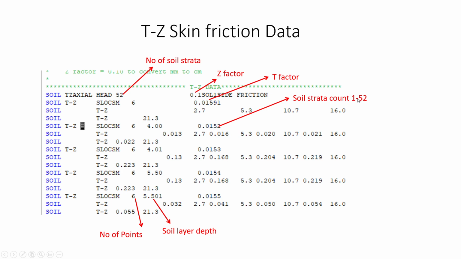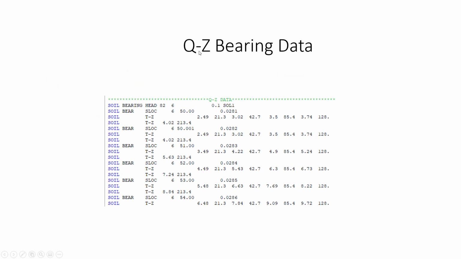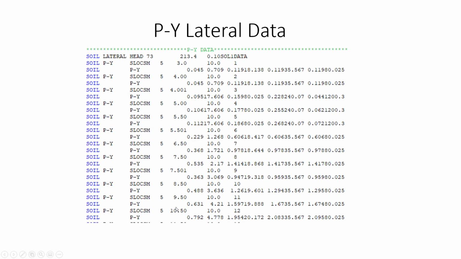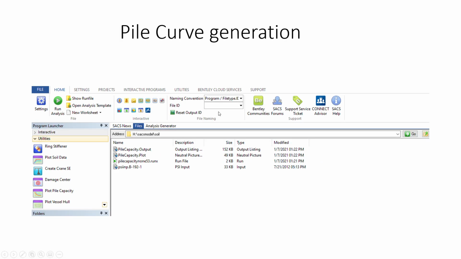So here we have taken 50 and we have to count how many lines there are. That is the soil strata count here, and this is the soil depth, this is the number of points. Same like that, the q data is the bearing data we have to enter here, and the py lateral data we have to enter here. Once we have entered, we have to generate the curve. See, now we have finished all the curves.